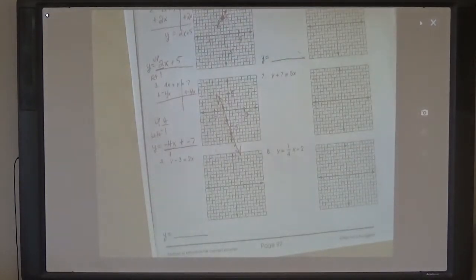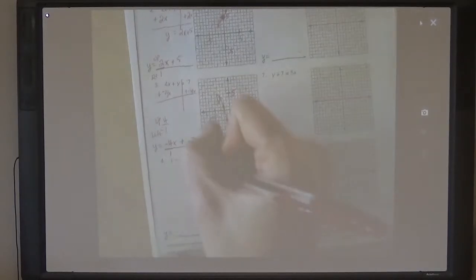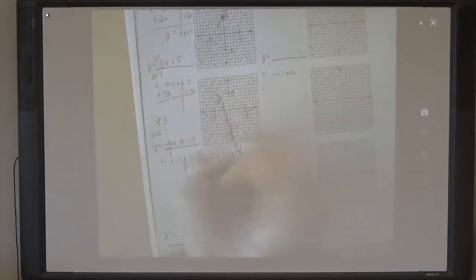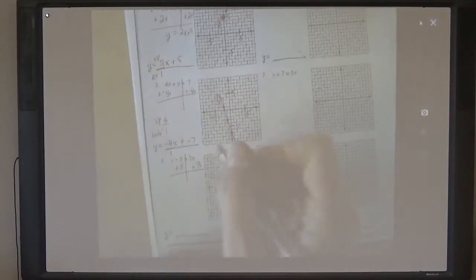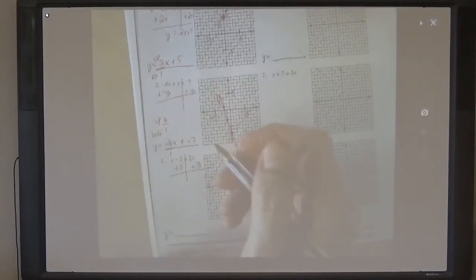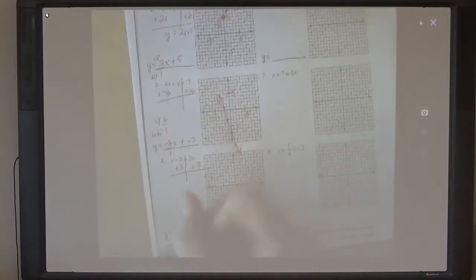Okay? Cool. This could be on the quiz. Yes, Alex. So for number 4, y isn't solved. To solve this one, we would add 3 to both sides, right? Yep. So then y is equal to 2x plus 3.